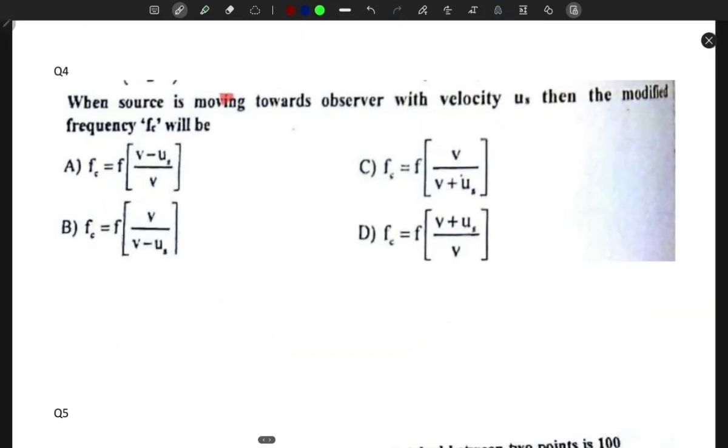So let's move on to next question. We have question number 4, and it reads, when source is moving towards observer with velocity us, so this is the velocity of the source, and it's moving towards the observer, then the modified frequency would be, so remember, we learned in theory that the new frequency, if the source is moving towards the observer and the velocity is given for the source, so the observer really is stationary, right? So the observer is standing still.